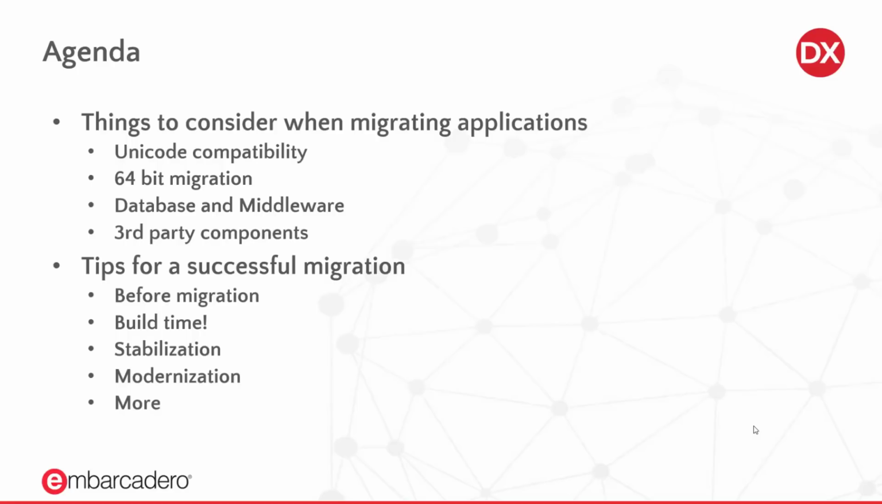These are my personal recommendations on how to do a migration. The main points to consider when doing a migration are, for example, the Unicode compatibility, 64-bit migration, database and middleware migration, and any third-party components that you might have in your application. And we'll also talk about some tips that have worked for me on doing migrations. Mostly these are based on my personal experience.